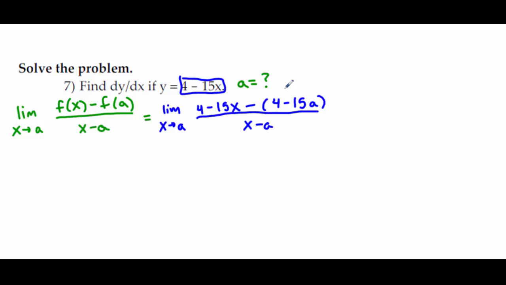And I'm subtracting them, which means I have to distribute this negative into the second set of parentheses. So that means I have 4 minus 4, which will cancel each other out. And I have negative 15x plus 15a.